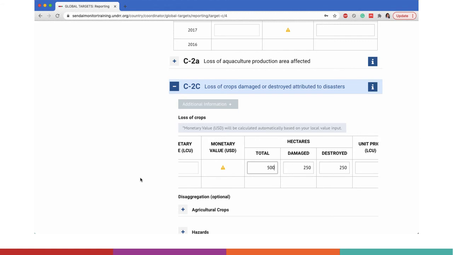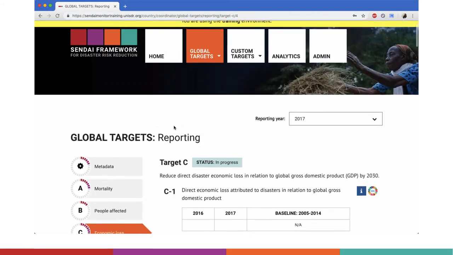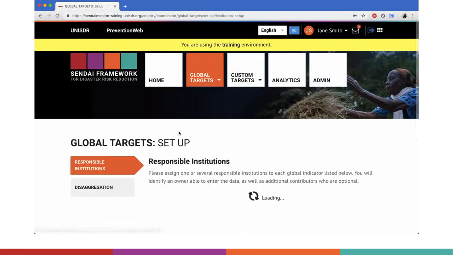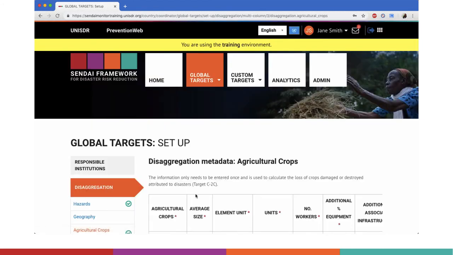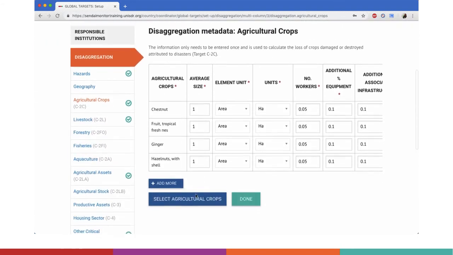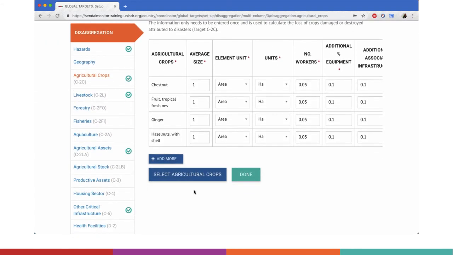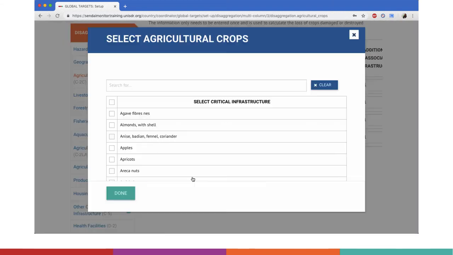Disaggregation for C2C is optional but encouraged. Your country coordinator will need to set up disaggregation for the different crop types relevant to your country under Disaggregation Metadata, Agricultural Crops. We recommend that you use pre-selected disaggregation categories which will enter relevant data from the FAO database.